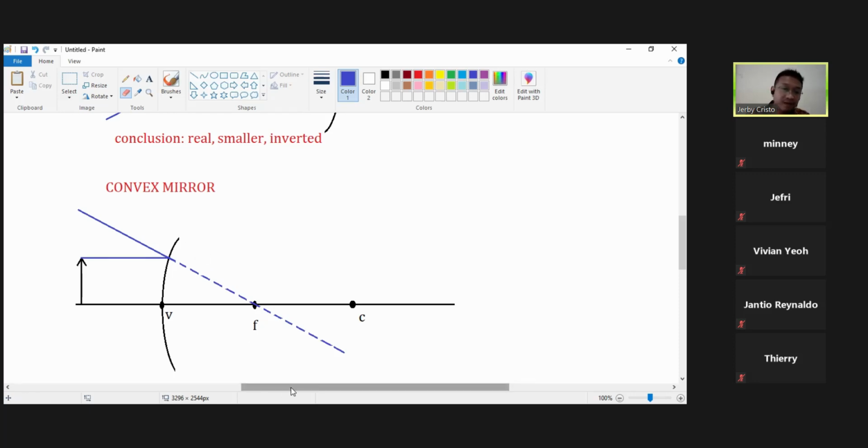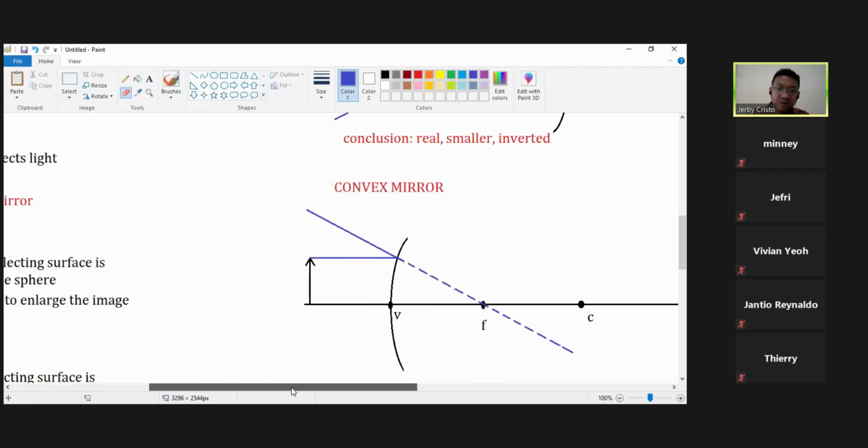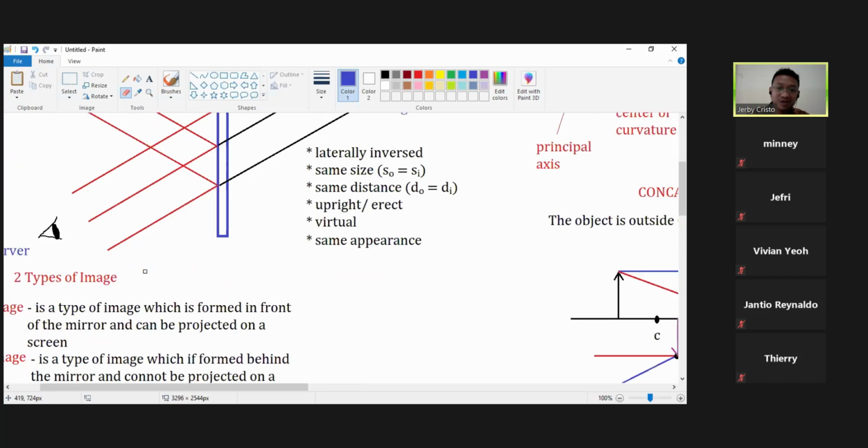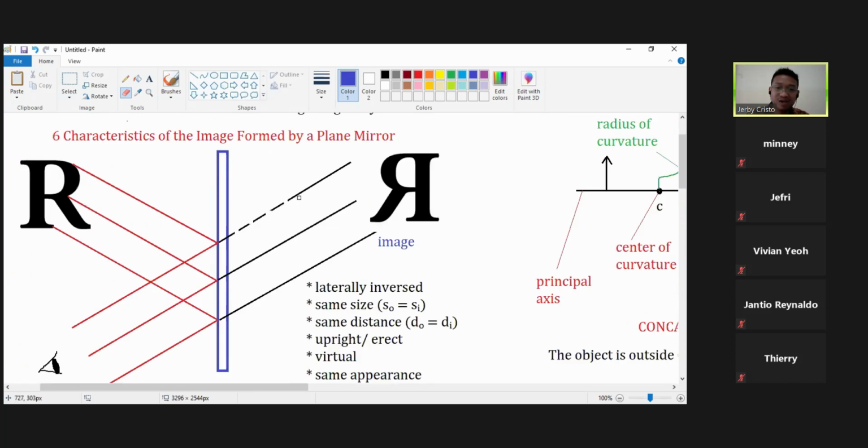Actually, it is also applicable here in plane mirror. This line projected behind the mirror has to be imaginary. But I was in a rush here, so I wasn't able to show it. But this has to be imaginary because they are non-existing light rays, but they are just projected in a schematic representation.